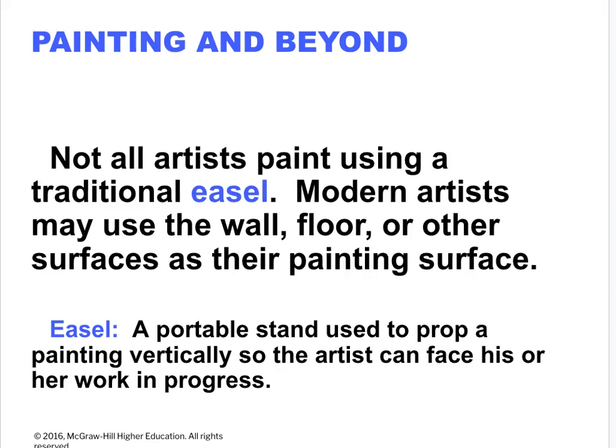So, yes, traditionally it's to paint on a canvas, on an easel, which is, what is an easel? It's a portable stand used to prop a painting vertically so the artist can face his or her work in progress. Just kind of holds the painting straight up for you. And they're not always portable. An easel can be very big and heavy duty and you wouldn't want to haul it around. It just stays in one place and you come to it to work.